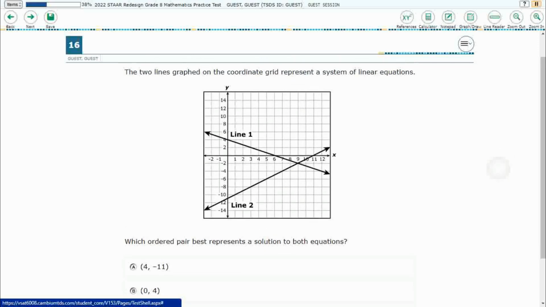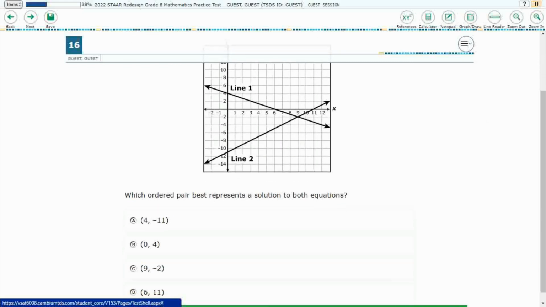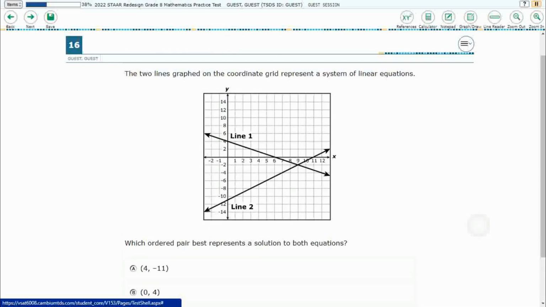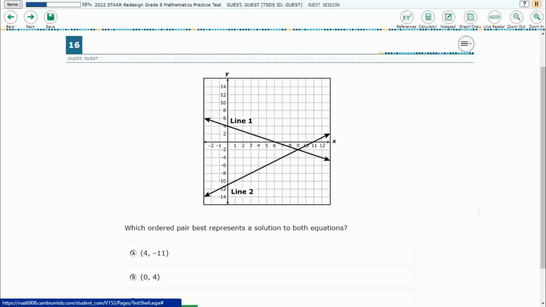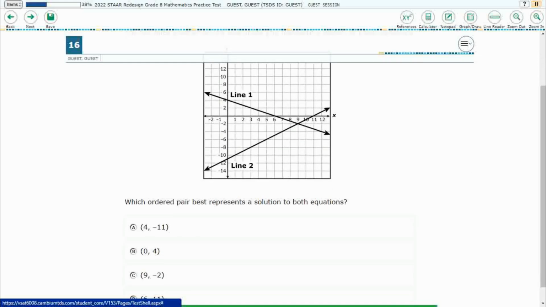So we have these two lines graphed on the coordinate grid. They represent a system of linear equations. So we've got some y equals mx plus b's going on here. And we need to find the ordered pair that best represents a solution to both equations. Now we can't see the equations. All we can see are the lines that represent the equations. So what does it mean in order for us to find an ordered pair that best represents a solution?